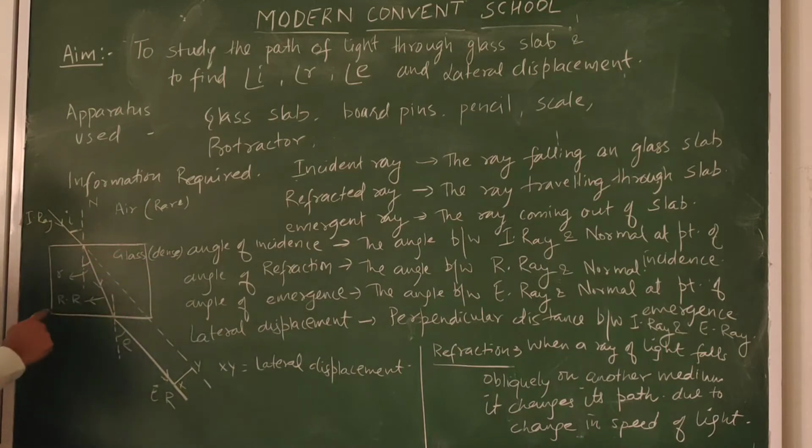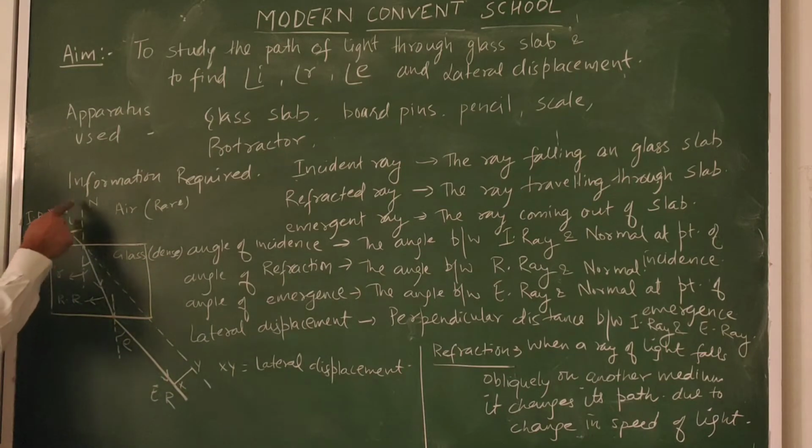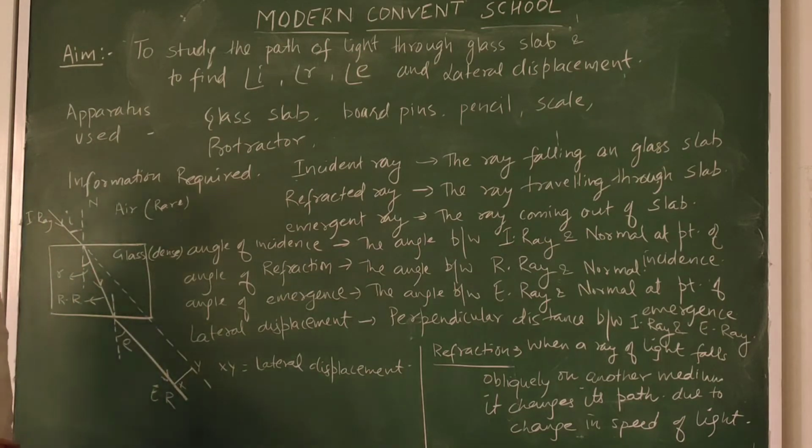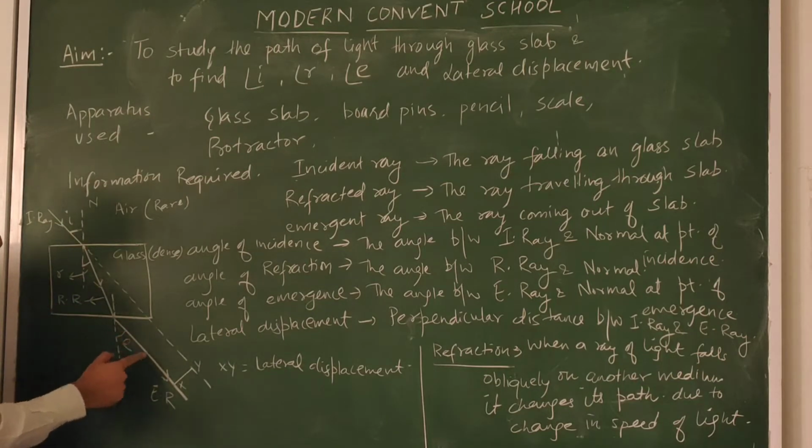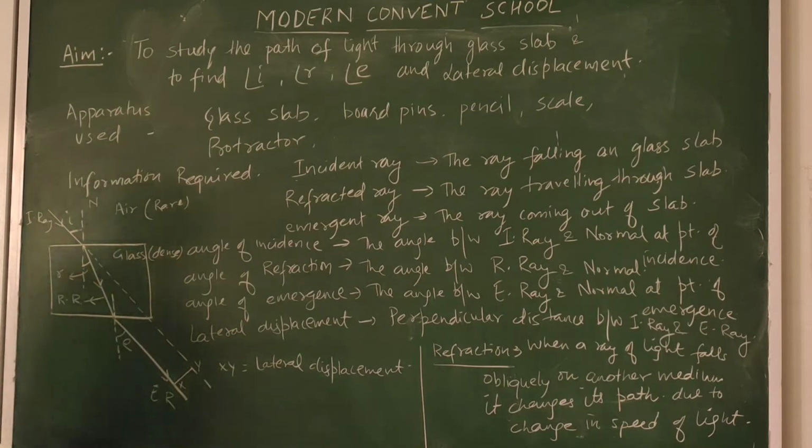This is outline of the glass slab. This I have drawn dotted line, a normal. Normal is basically a perpendicular on the surface. This is incident ray coming towards the slab. This ray is refracted ray which is passing through the slab, solid line. And this is emergent ray which is coming out from the slab.